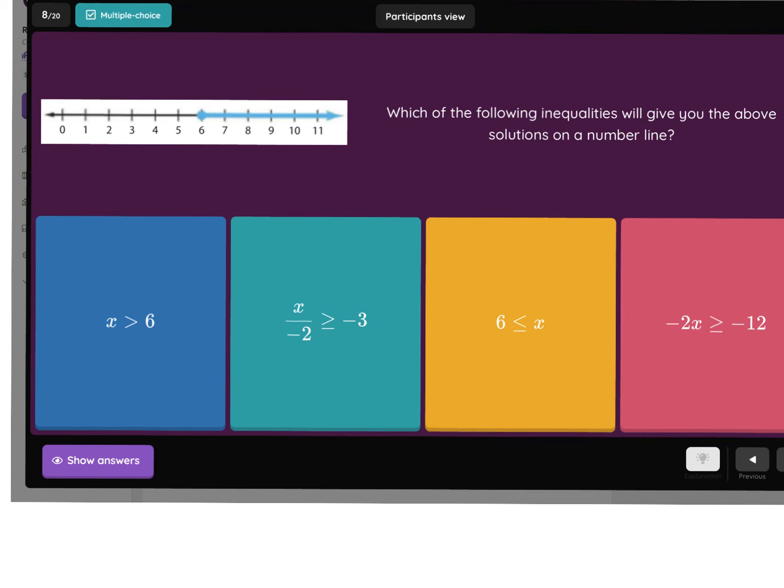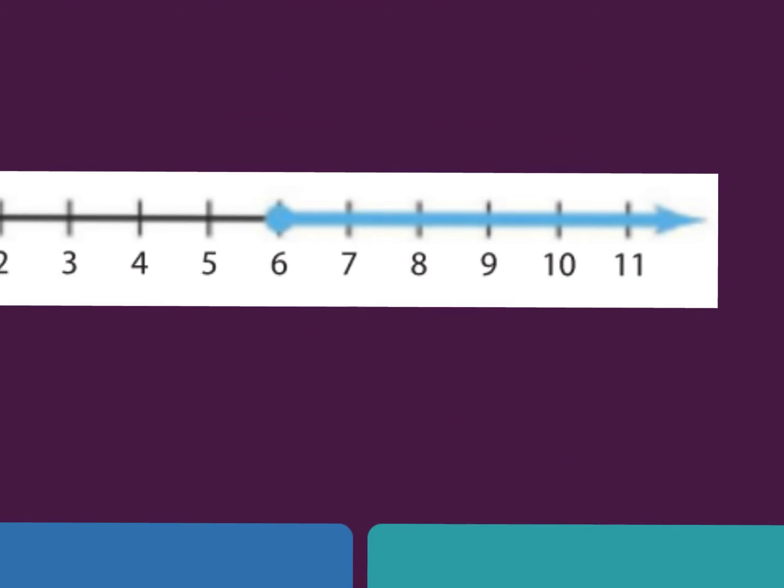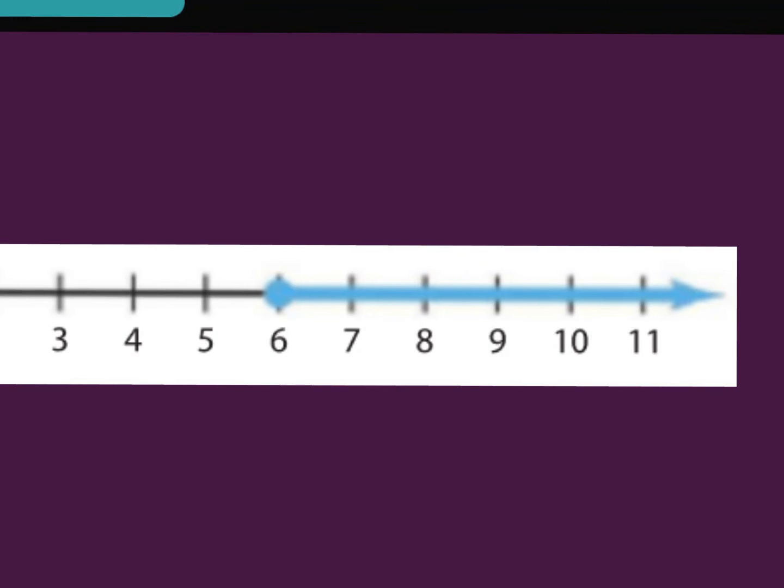Same deal right here. They want us to find the correct option that will give us that graph. So let's first begin with the graph itself. What inequality is that? X is less than or X is greater than? Greater than. Why? Because it's going to the right. So X is greater than.